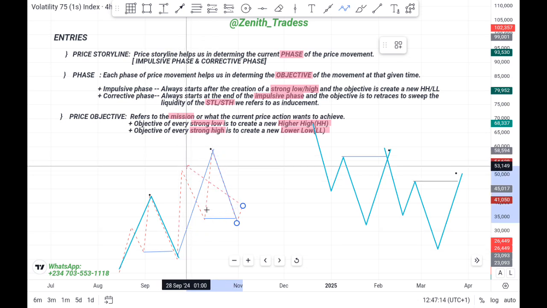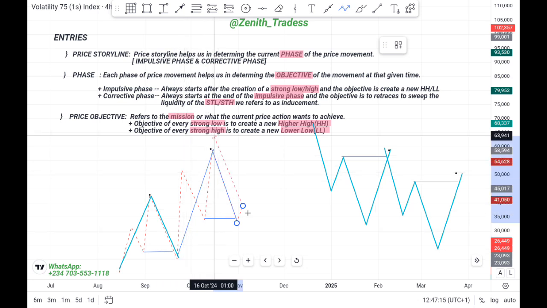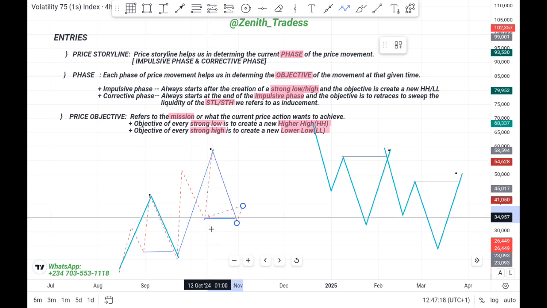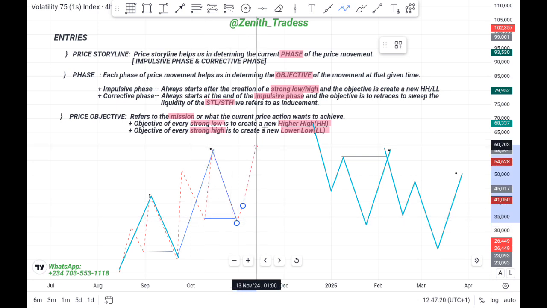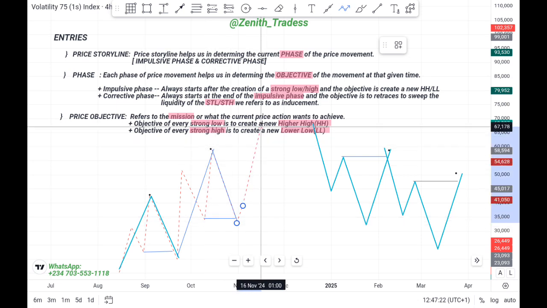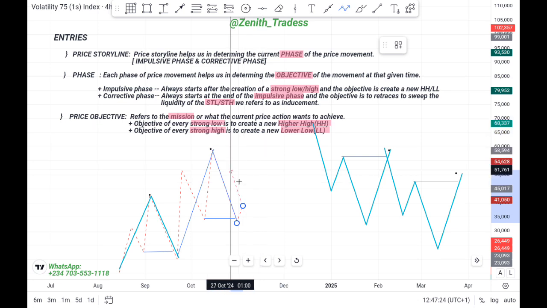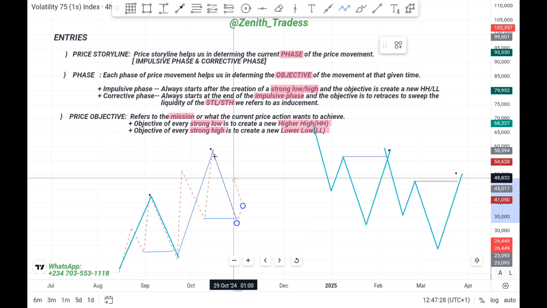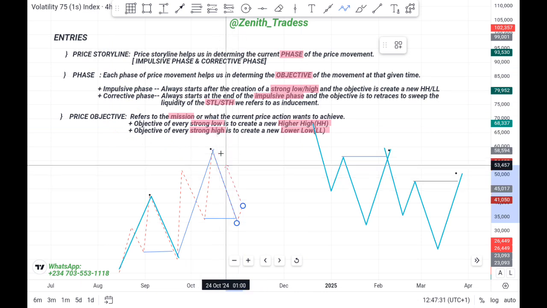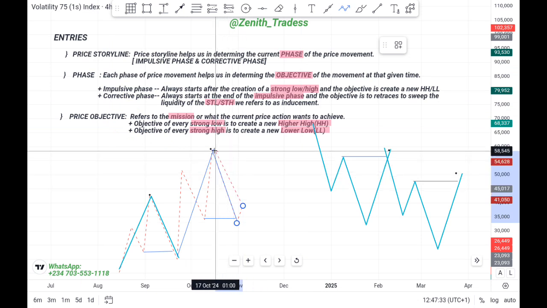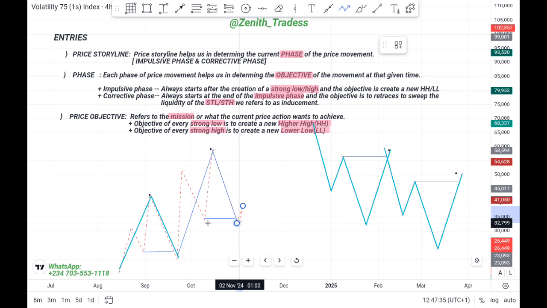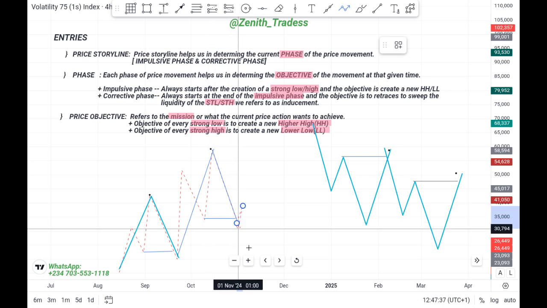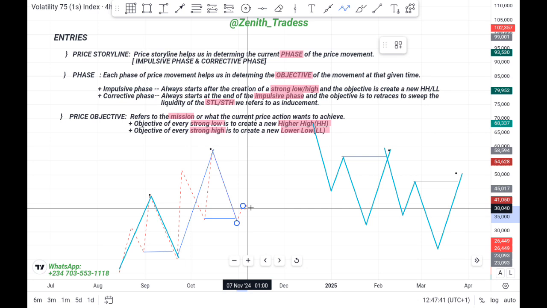This is the pullback it created, and the corrective move will always come and sweep the pullback before moving further, before creating a new impulsive leg, right? So if you don't know about the storyline, the phase and the objective, you will be on the wrong side of the market. You have a wrong expectation, in the sense that as this is moving down, even after sweeping this leg, you will continue to sell. And once you sell and price reverses, reclaiming the block, it has already hit your stop loss.